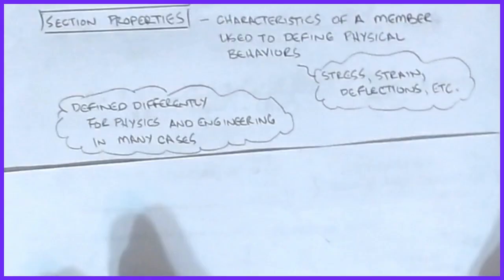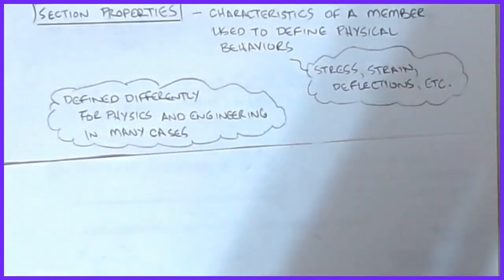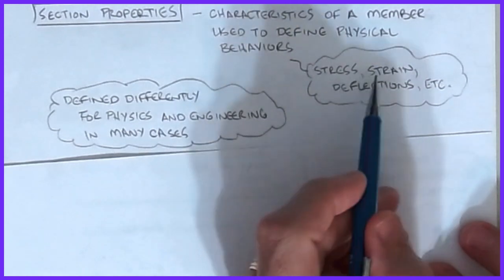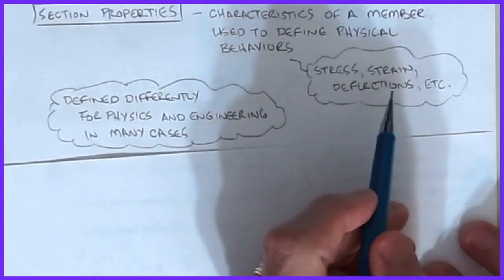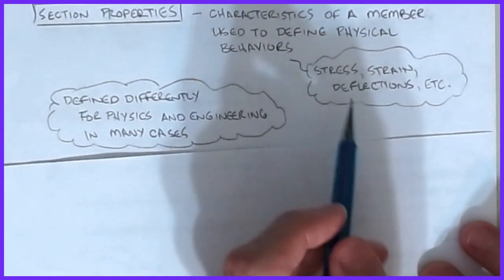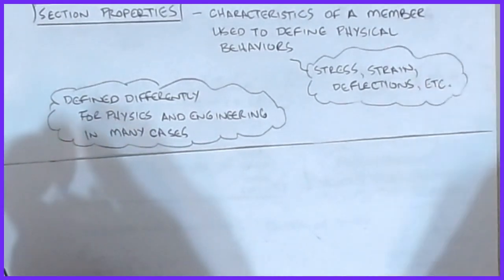Now, there's a lot of things that section properties can be used for. We can use them predominantly, as we said, in the area of mechanics of materials, which will cover things like stress and strain and deflections. You could toss in buckling of columns into this. They all require some form of section property to be able to compute or work with those, to give them any physical meaning.